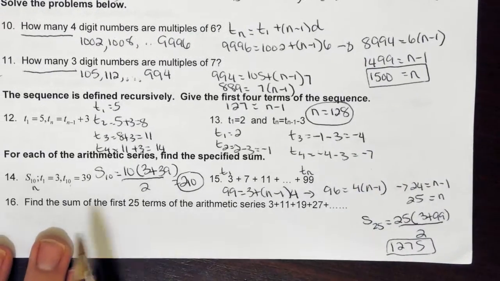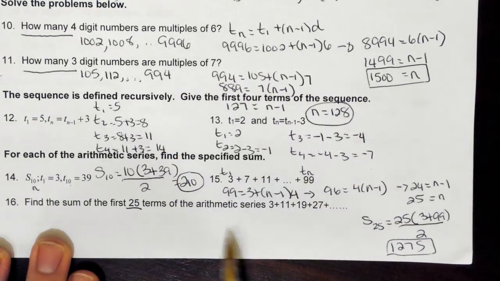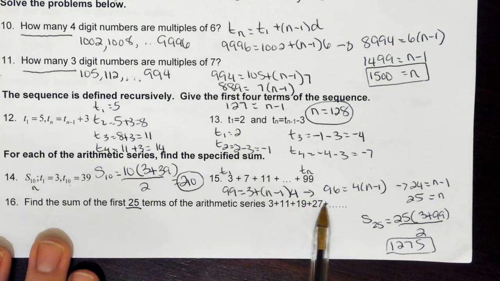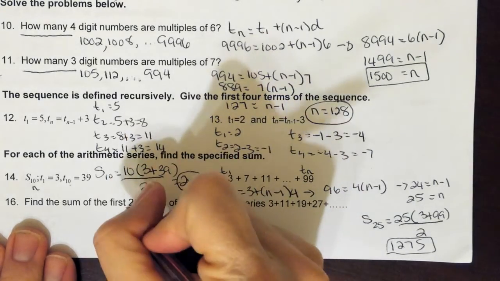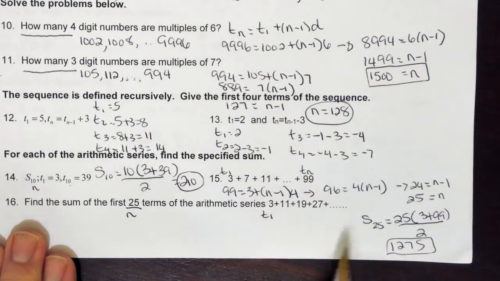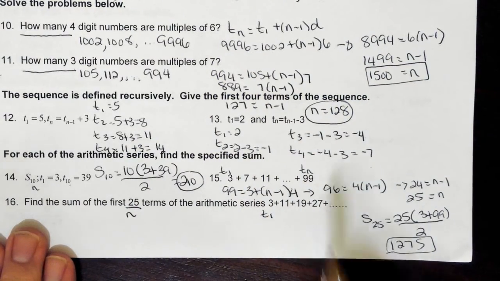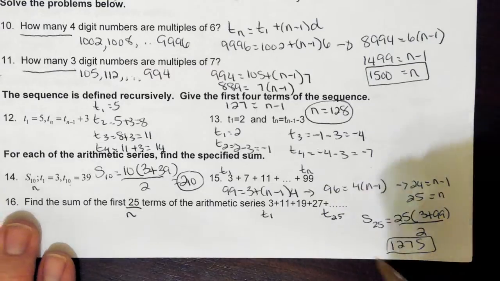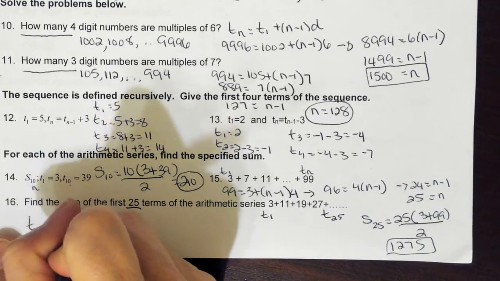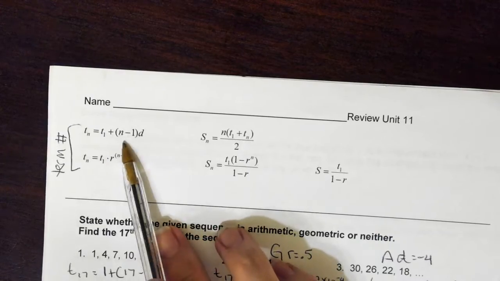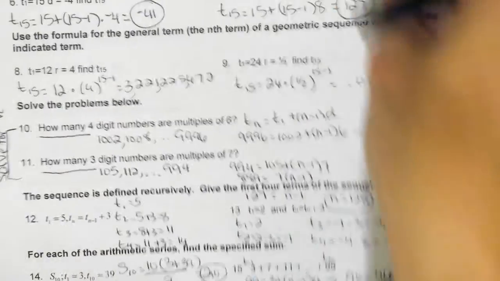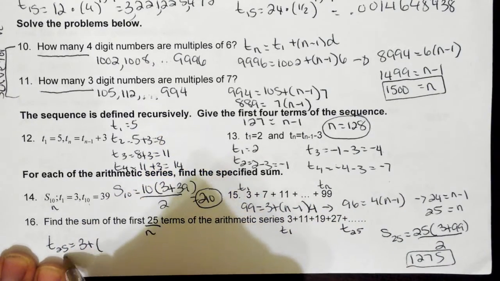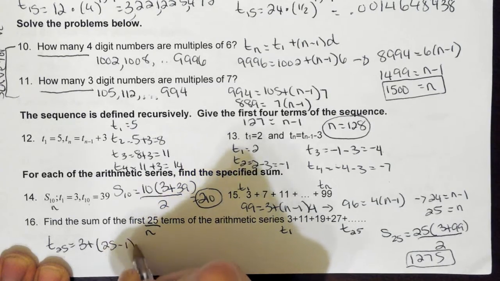Number 16 says find the sum of the first 25 terms of the arithmetic sequence 3, 11, 19, 27. So this time they gave me my n, they gave me my first term, but they didn't give me my last term. So I have to go find T25 before I can plug into my formula. So T25 equals, I'm going back up here to this original equation to find the 25th one. So the formula says that you write down your first term, which is 3, plus parentheses n, my n is 25, minus 1 times my d.